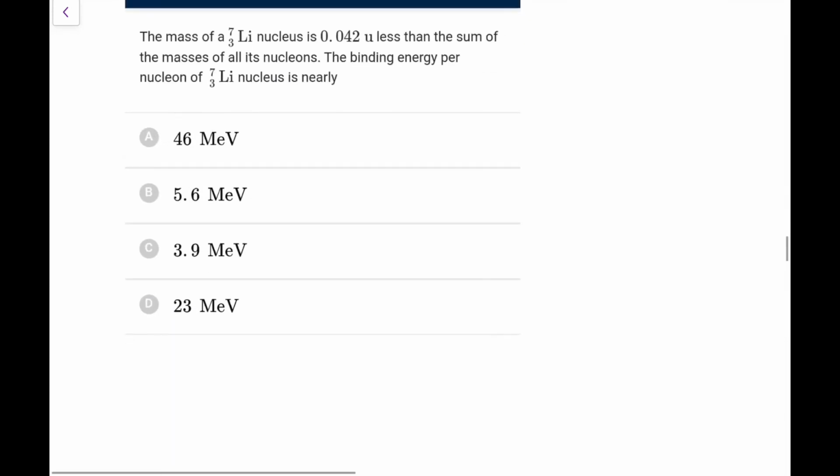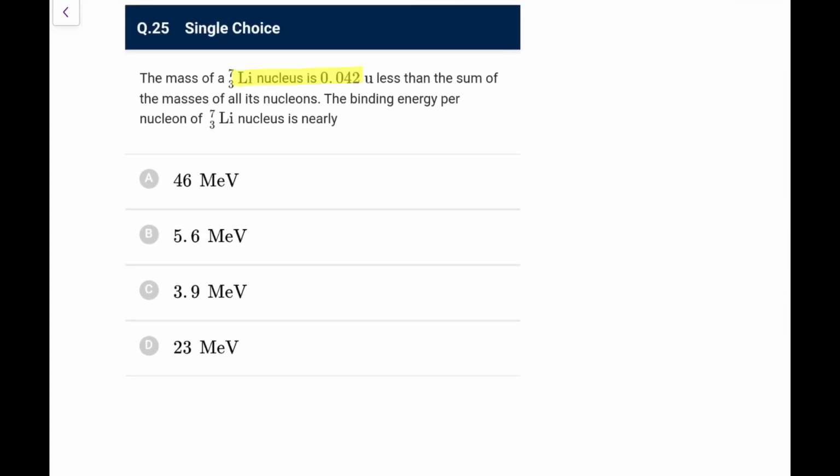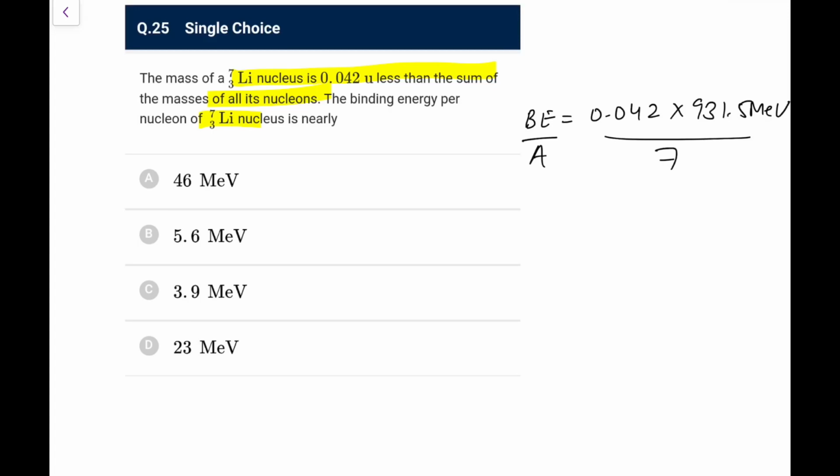Next one, the mass of lithium is 0.042 less than the sum of all the masses of the nucleons. What is the binding energy per nucleon? I gave this to you as a test yourself question in that revision series. So the binding energy, first of all, would be 0.042 into 931.5 MeV. So the binding energy per nucleon would be that divided by 7. If you do this, 9 times 4 is 36, or you can say this is approximately 40 by 7, so it would be 5 point something. That would be the most appropriate one out of all these MeV per nucleon. So go for option B, you can solve it.